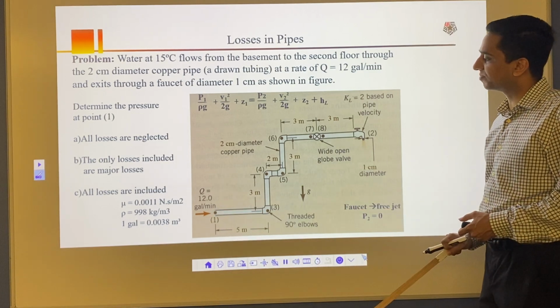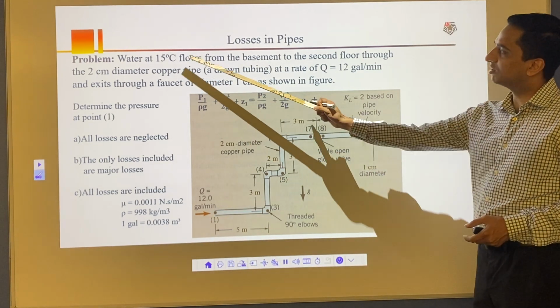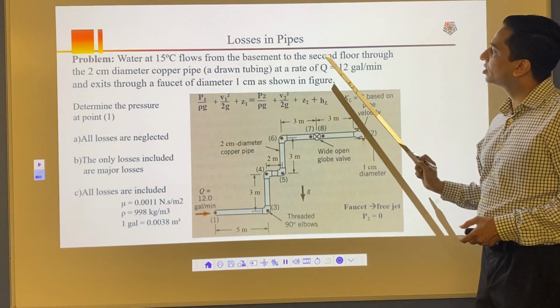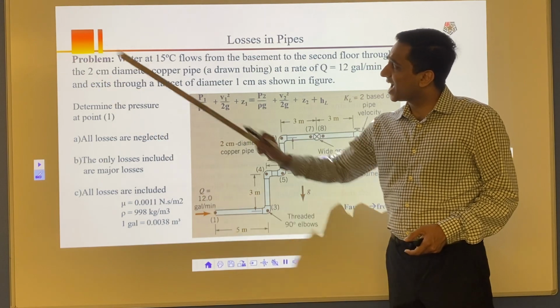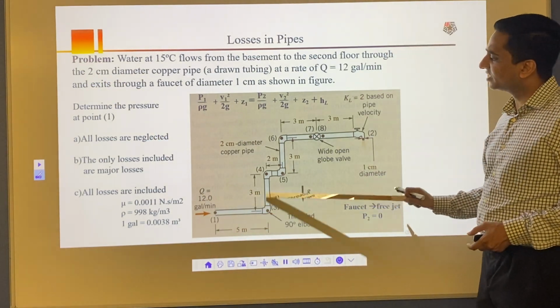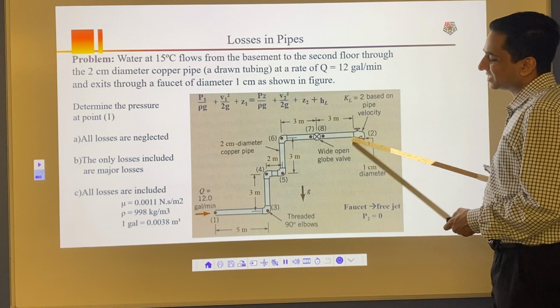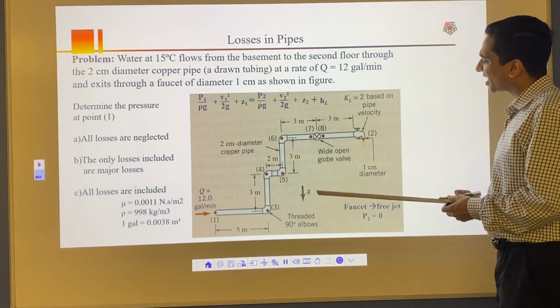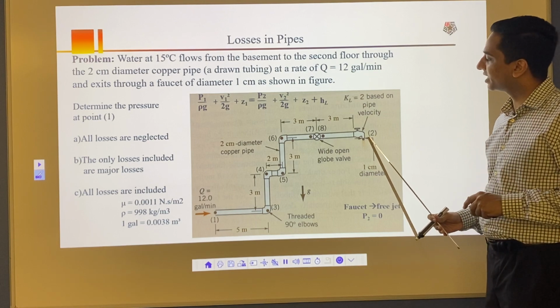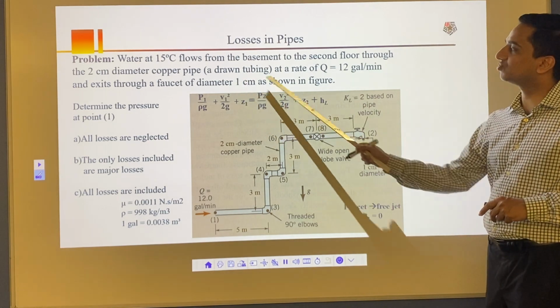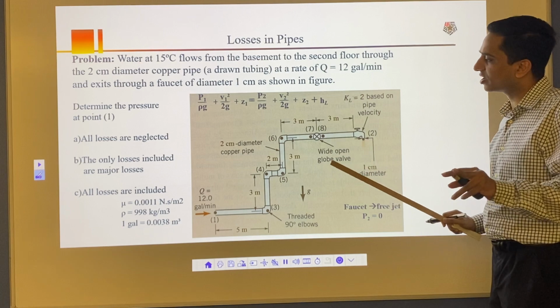We want to know. Some data is given here. Water at 15 degrees Celsius is flowing, flow rate 12 gallons per minute. Diameter is 2 centimeters, so all the diameter up to this point is 2 centimeters. And then the diameter at point 2 is 1 centimeter. So at the very end the diameter changes to 1 centimeter, but throughout it's 2. So we are going to follow that too.